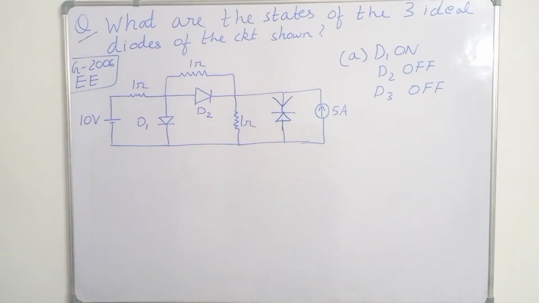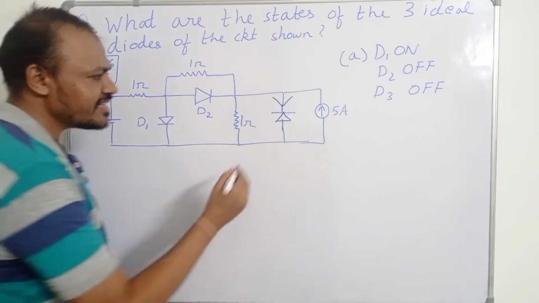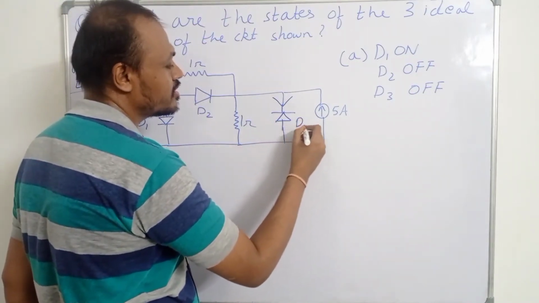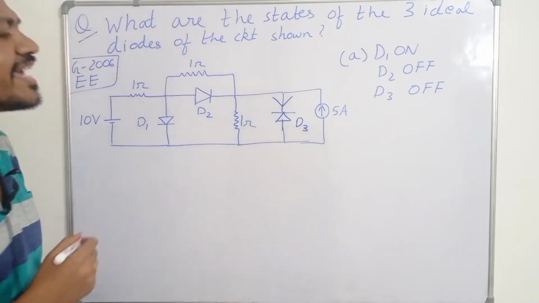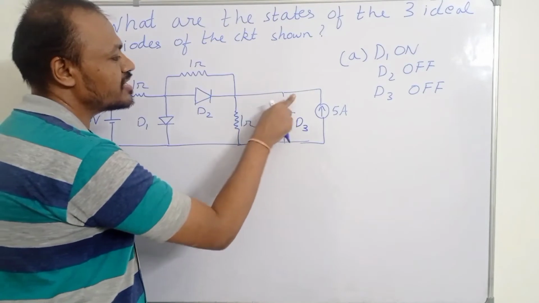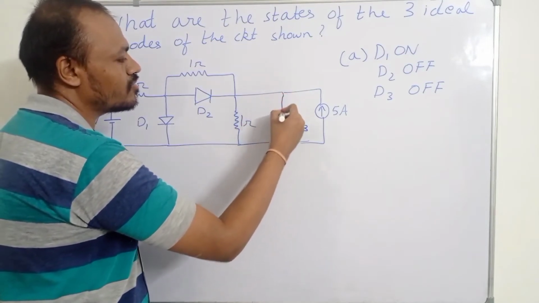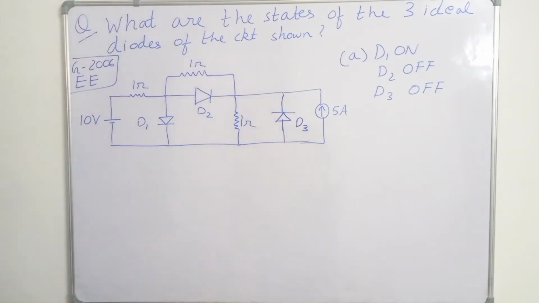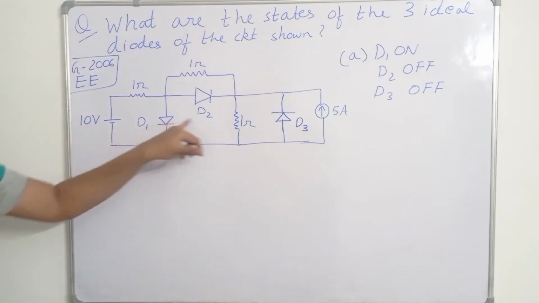So D3 always has to be off. The diode D3 can never be on, because current can never flow from N to P. So the diode D3 will always be off. Now we will talk about these two diodes D1 and D2.